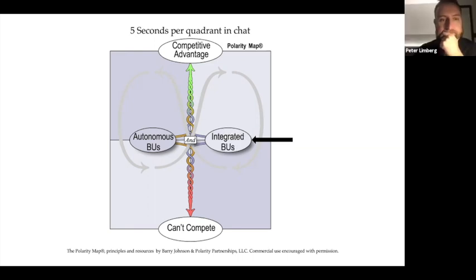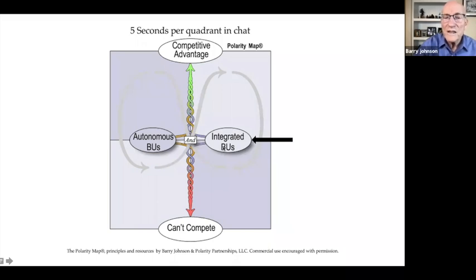What I put is integrated, coordinated, centralized, and so on. So they had nothing like that. They didn't have any of the words that you just mentioned, right? So I said to them, I notice you have autonomous business units, but you don't have anything like integrated business units or coordinated or centralized. And of course, it wasn't there.